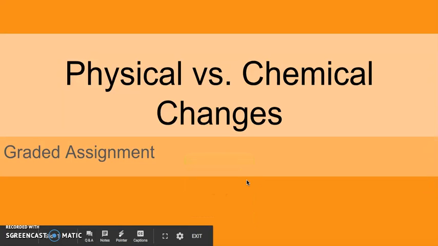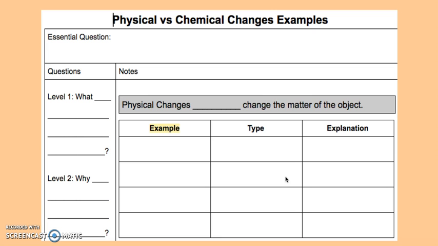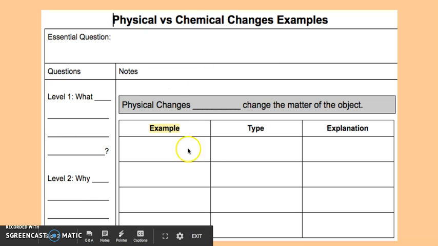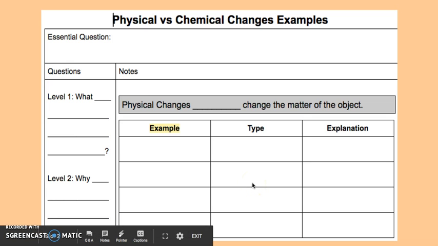Hi students, today you are doing your graded assignment on physical versus chemical changes. Okay, we got this, guys. The first thing that you need is to get out your physical versus chemical changes examples notes from yesterday. It looks like this, and this paper will really help you do your graded assignment.